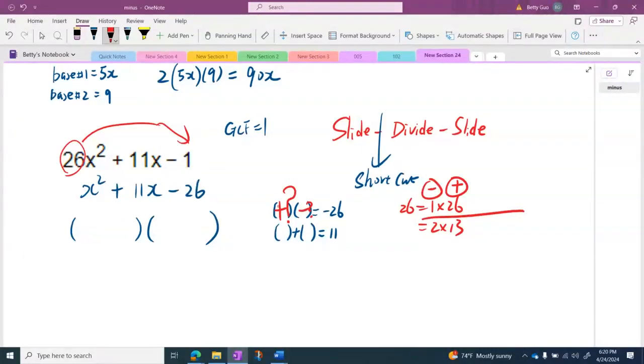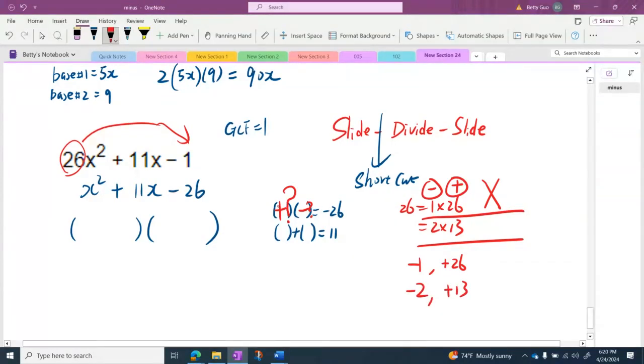So do those two numbers add up to 11? Negative 1, positive 26 do not add up to 11. And what about negative 2 and a positive 13? Negative 2 and a positive 13 add up to 11. Yeah. So the two integers are negative 2, positive 13. Okay. So the trinomial is factored as x minus 2 times x plus 13. Always double check, doesn't hurt. Negative 2 and 13 multiply to negative 26 and add up to 11.